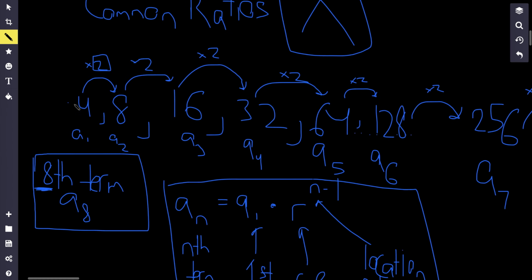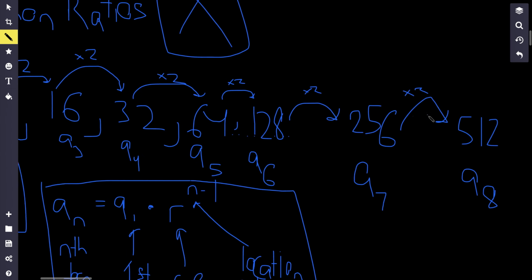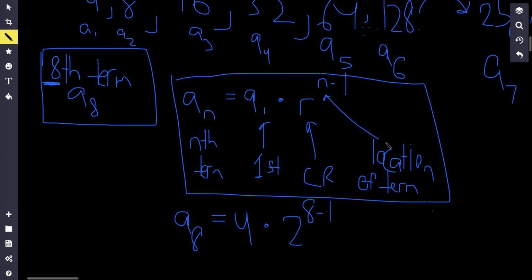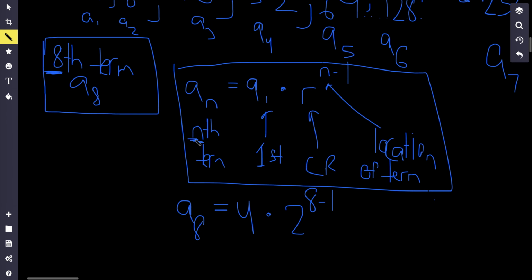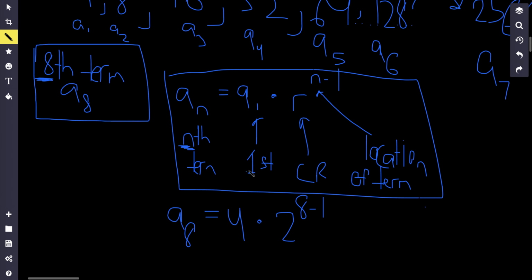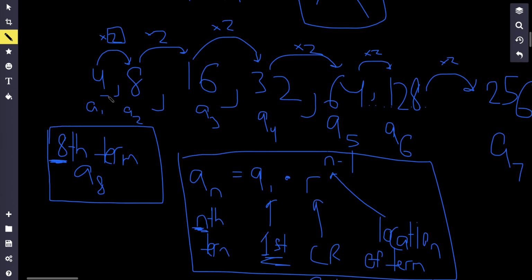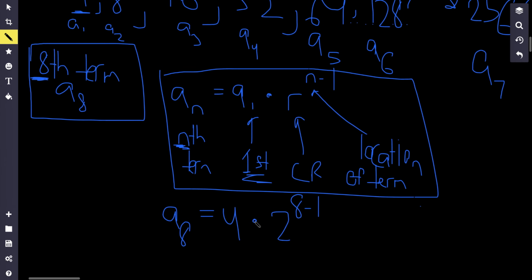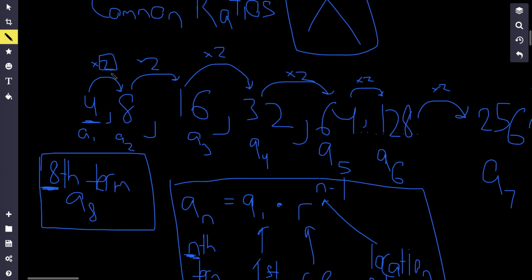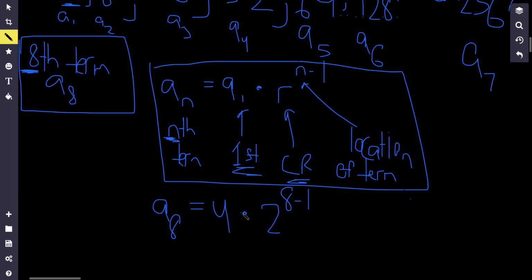So in this case, if I wanted to solve this problem without using this annoying strategy, what I would do is, first of all, what term am I trying to find? I'm trying to find the 8th term. So it's going to be a sub 8, that's the term I'm trying to find, is equal to the first term, what we saw here, the first term is 4, times the common ratio, we said our common ratio was 2, to the n minus 1 power.